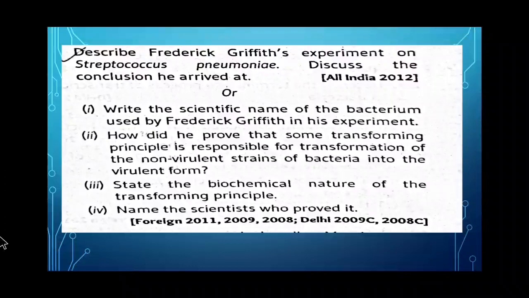Okay, now state the biochemical nature of the transforming principle. So what is the biochemical nature of the transforming principle? That you have to write down that Avery, McLeod and McCarty worked, and first it was thought that the genetic material was protein, and then they worked to determine the biochemical nature of the transforming principle in Griffith's experiment. Then again in short you will describe the biochemical nature.